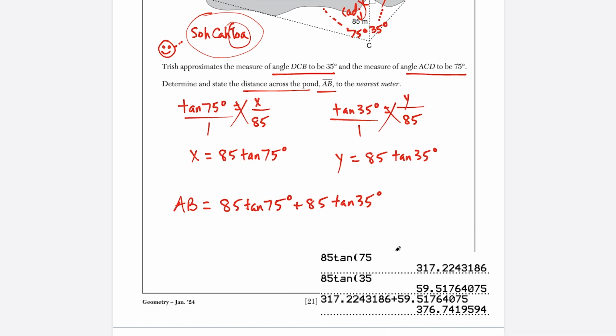So I would rather just do the addition like this and then write the final result rounded to the nearest meter at the end. So we're going to have AB is equal to, and if we look here at our ones place is a 6, to the right is a 7, so we would round up to 377. So the distance across the pond to the nearest meter would be 377 meters.